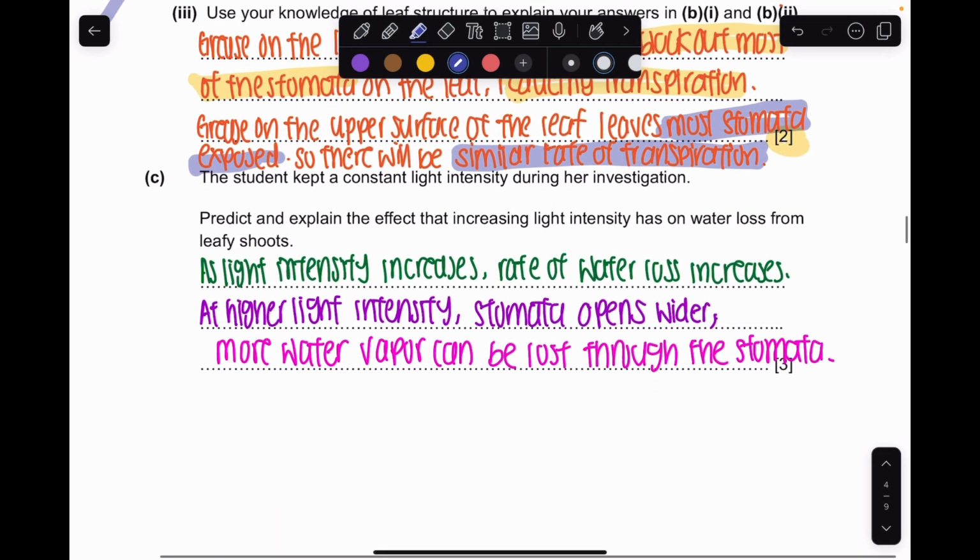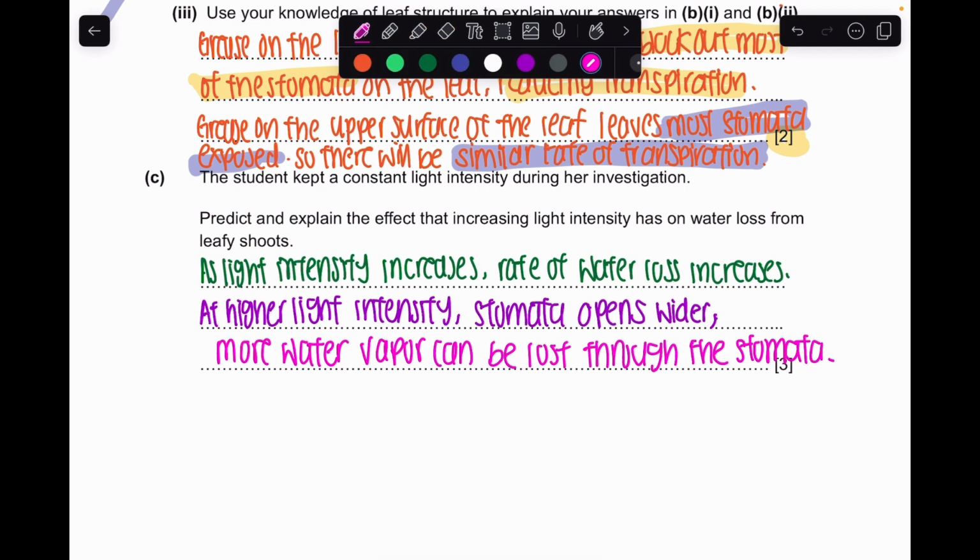The last question here asks me what I would expect there to be if I increase light intensity. So remember, at higher light intensity, the stomata of the leaf will open wider, and hence more water vapor can be lost, and hence rate of water loss increases. Here, each color represents 1 point in the answer.